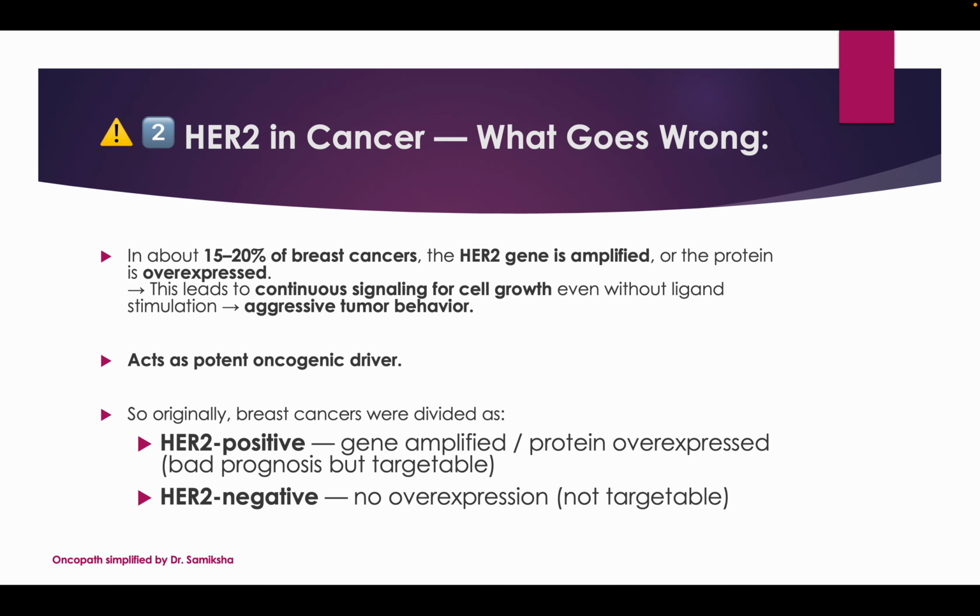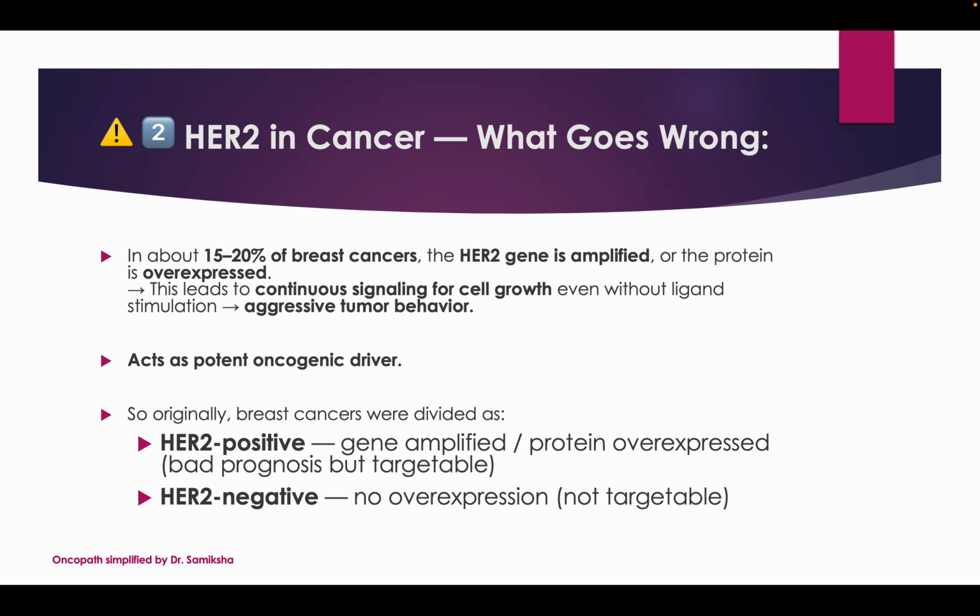Now coming to what exactly goes wrong in cancer and how HER2 is responsible for making the cancer aggressive: in about 15 to 20% of breast cancers, the HER2 gene is going to be amplified, meaning the expression of this protein is going to be more. Now, more expression of the protein means more signaling pathway. More signaling pathway means more cell growth and the more aggressive the tumor is going to behave. So, whenever there is an amplification of this gene or an overexpression of this protein, it will indirectly make the tumor very aggressive, and it will act as a potent oncogenic driver.